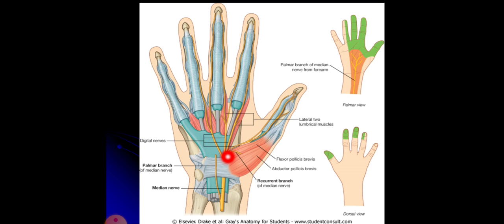These digital nerves supply the lateral 3.5 fingers and also supply the distal half of the 3.5 digits on the dorsum. Here, this area is supplied by the median nerve.